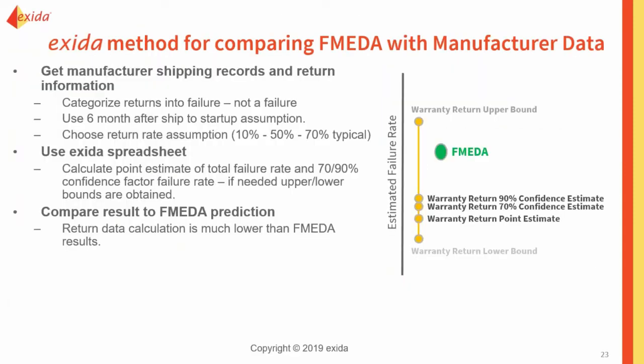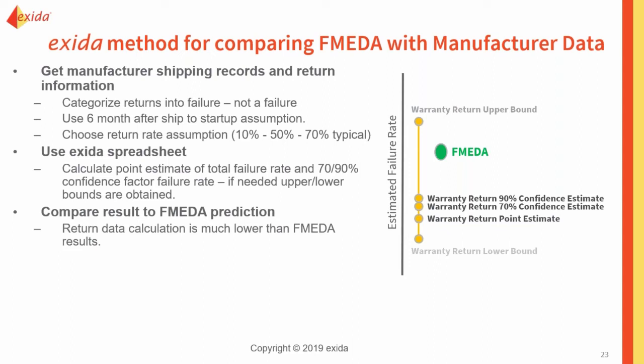So when we are doing a comparison, we look at the shipping and return information for at least 5 years. We categorize all of the failures into failure or not a failure. We assume 6 months after shipment for startup, and then we're going to choose a return rate assumption.